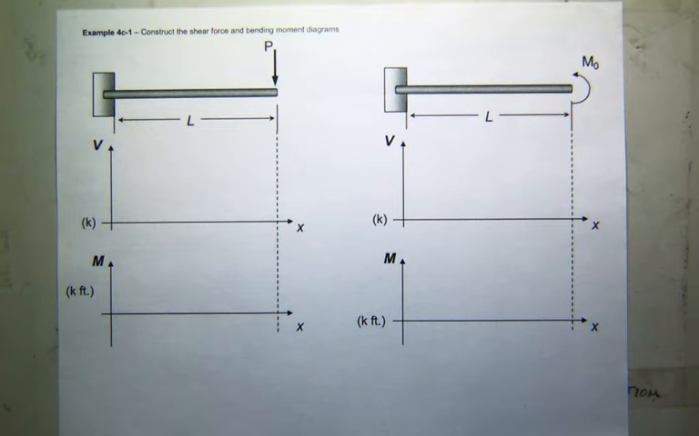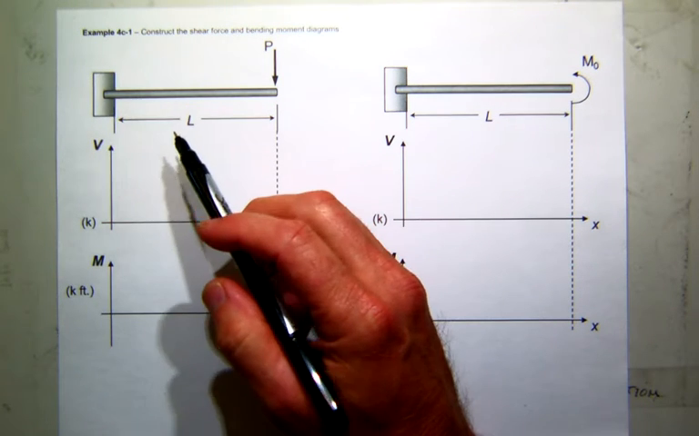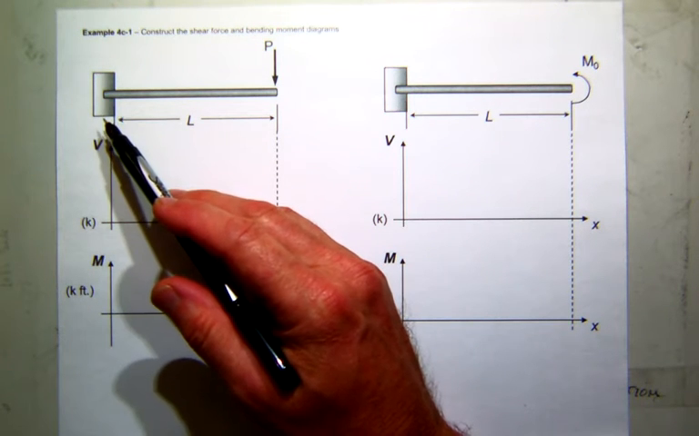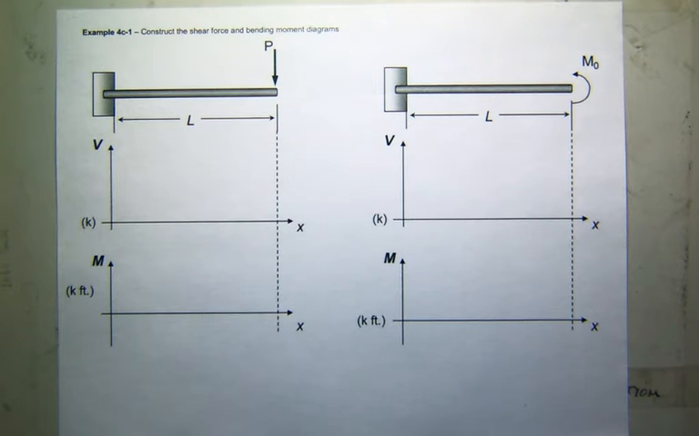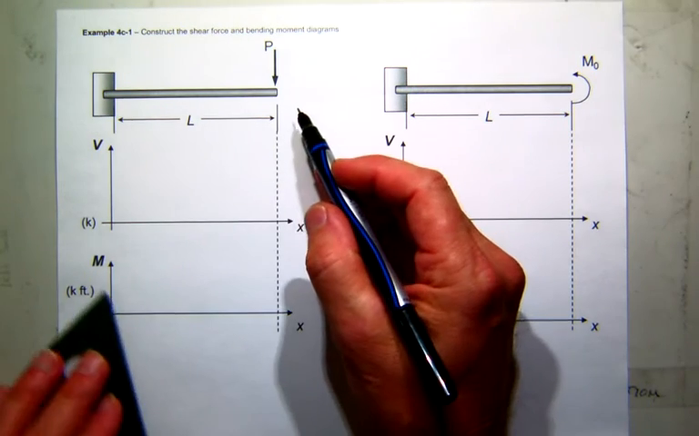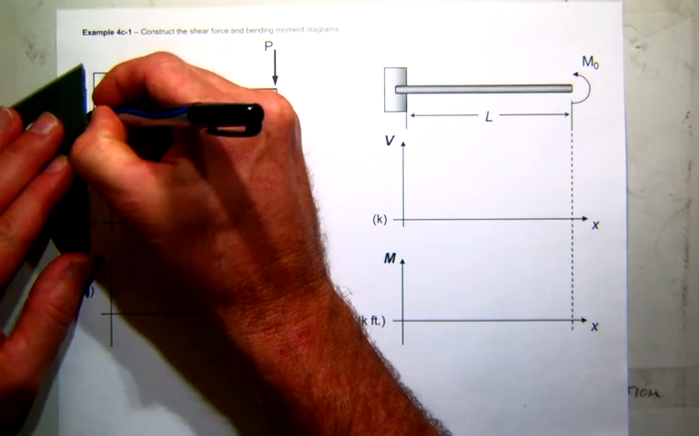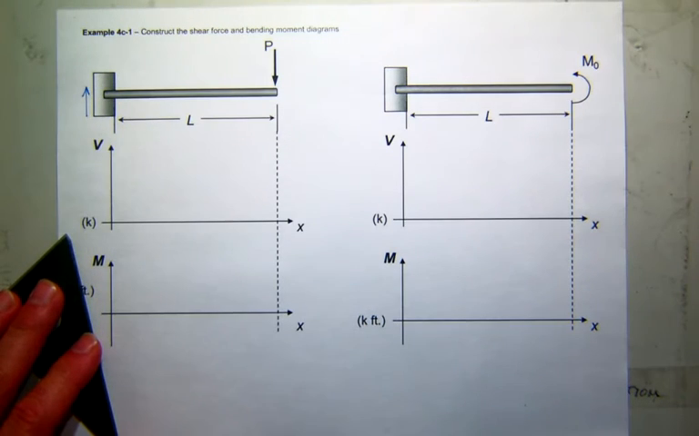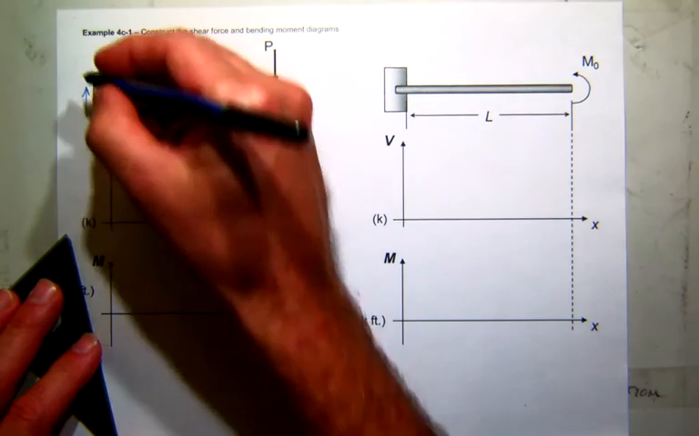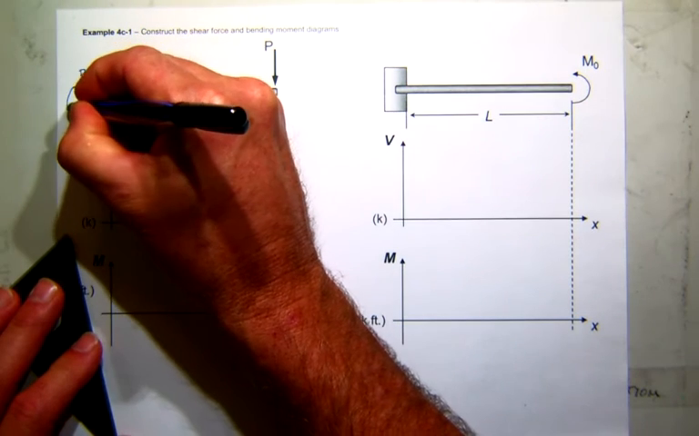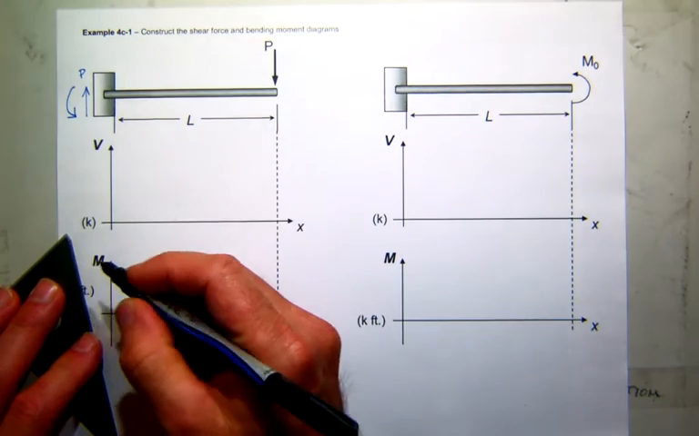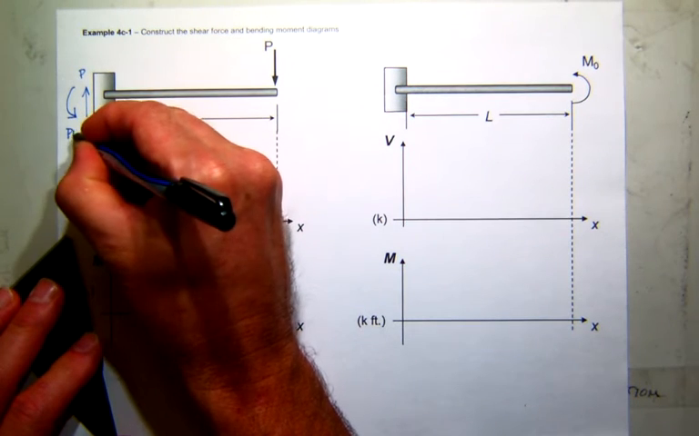Okay, so let's look at these two problems. We'll start with the one on the left first. So this is a cantilever beam of length L with a load P at the end. I'm going to shortcut this a little bit. If I were to sum forces in the y direction, I would find that the reaction is up, which is positive shear, right? And it would be equal to P. I could also find the moment, and that moment would be in this direction and have a value of PL.